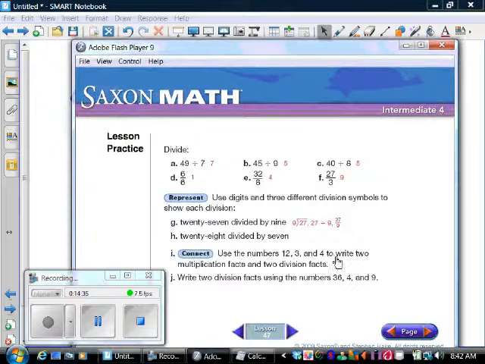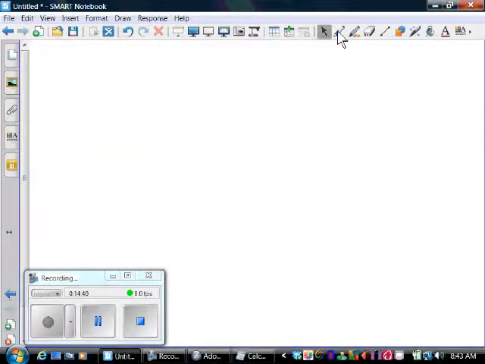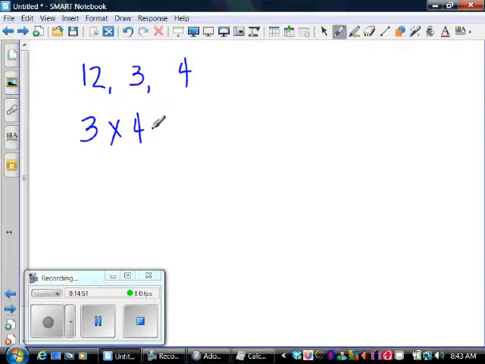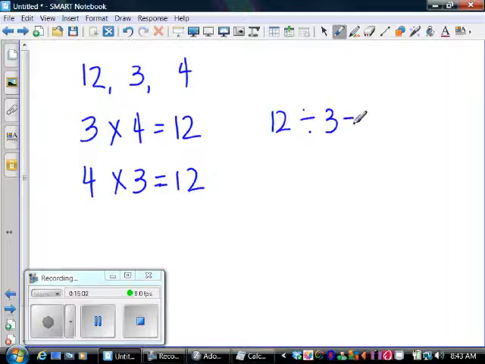Use the numbers 12, 3, and 4 to write 2 multiplication facts and 2 division facts. So 12, 3, and 4. So if we start with multiplication, should we start with the 12? No. It's going to be last. So 3 times 4 equals 12. 4 times 3 equals 12. And now with our division facts, we have to start with the largest number in the family. 12 divided by 3 equals 4, and 12 divided by 4 equals 3.